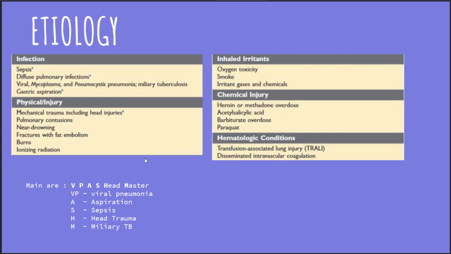Now the other etiologies can include infection like sepsis, diffuse pulmonary infections, viral infections. Then physical can be mechanical trauma, pulmonary contusions, near drowning, fractures with fat embolism, burns, then irritants, chemical injury, etc. Anything that can activate the neutrophils and endothelium is technically an etiology for ARDS.